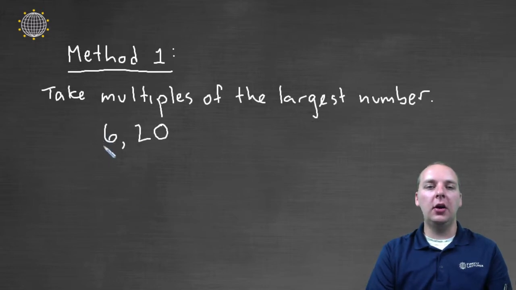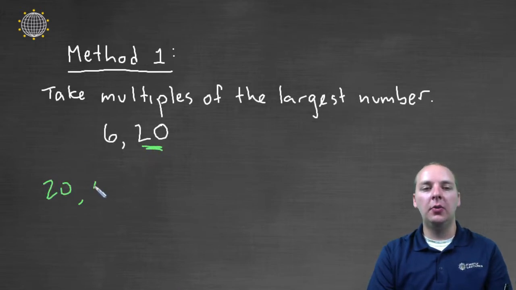So let's say we want the LCM of 6 and 20, and we're going to take multiples of the largest number, in this case 20. So we'll write out a few multiples of 20. We'll have 20, we'll have 40, we'll have 60, we'll have 80, and we'll do more if we need to after that. And then all of these are multiples of 20.